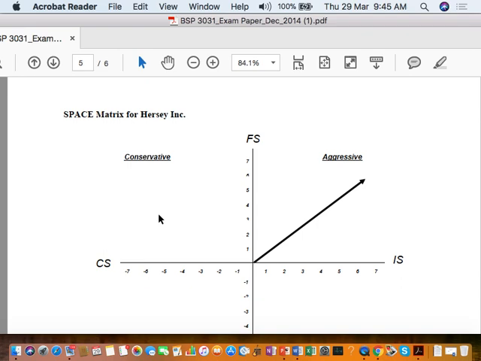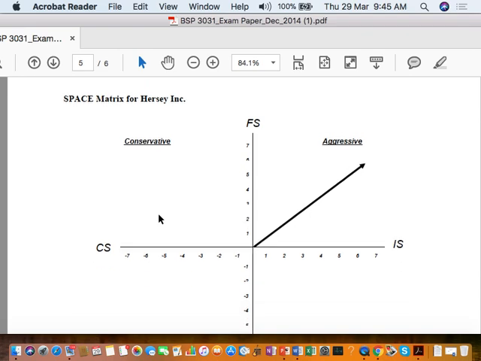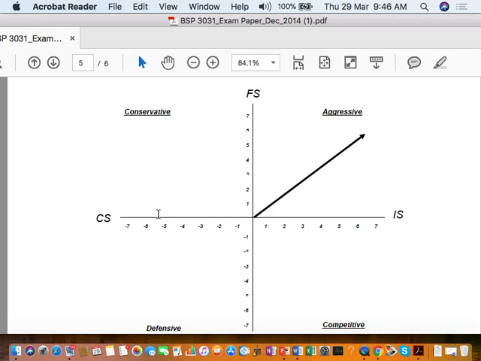What is the market? That's my coordinates, right? So it's saying there is a 6 on the industry stability, and maybe like a 5 or something financial. The company is stable in terms of the industry. But you see, what I said just now is the quadrant it falls in is the most important. That is in the aggressive quadrant.